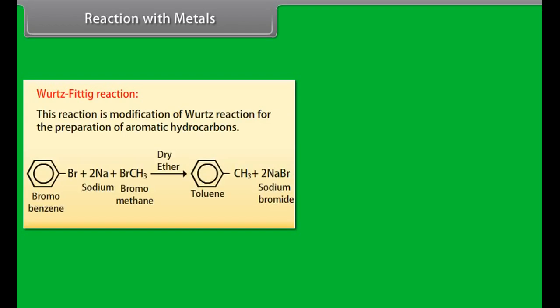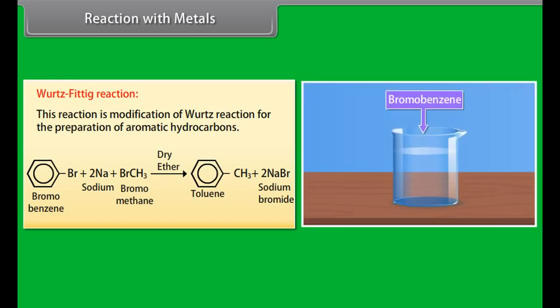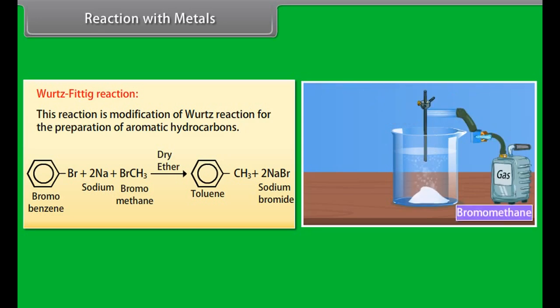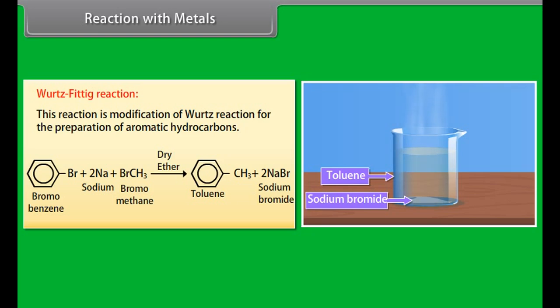This reaction is a modification of Wurtz reaction for the preparation of aromatic hydrocarbons. In a solution of bromobenzene, add some sodium and bromomethane in the presence of dry ether, which reacts to give toluene and sodium bromide.